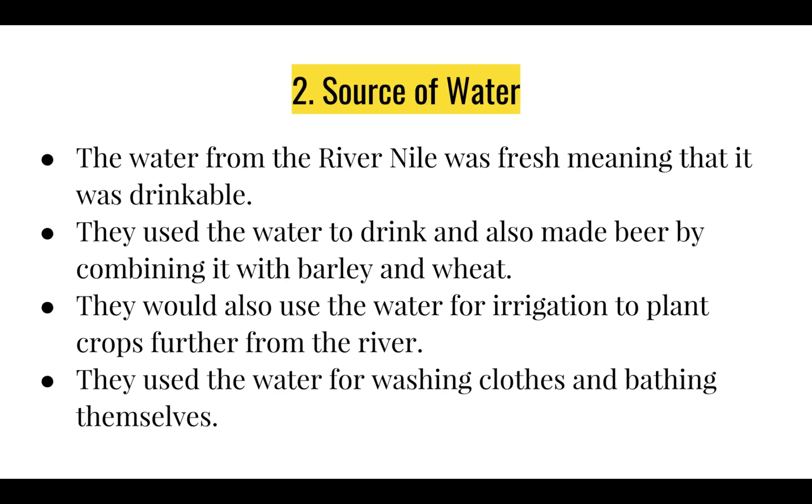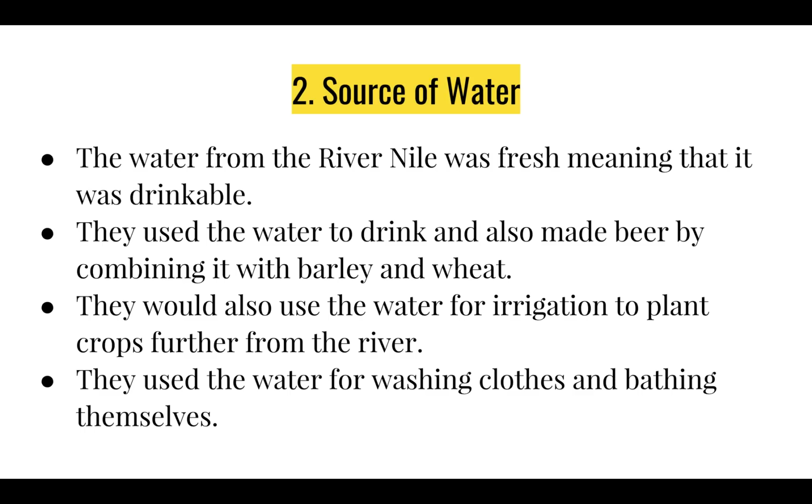So not only did they drink, but they made beer by combining it with barley and wheat. And I didn't write it there, but they probably also combined it with grapes to make wine. So it was an important source of their recreation and enjoyment as well, in having beer and wine.